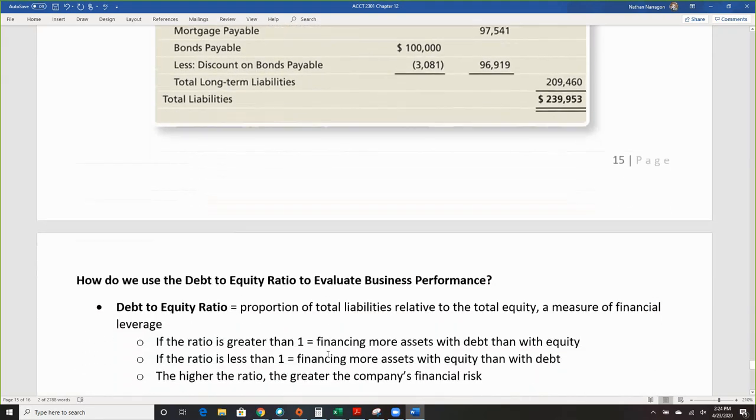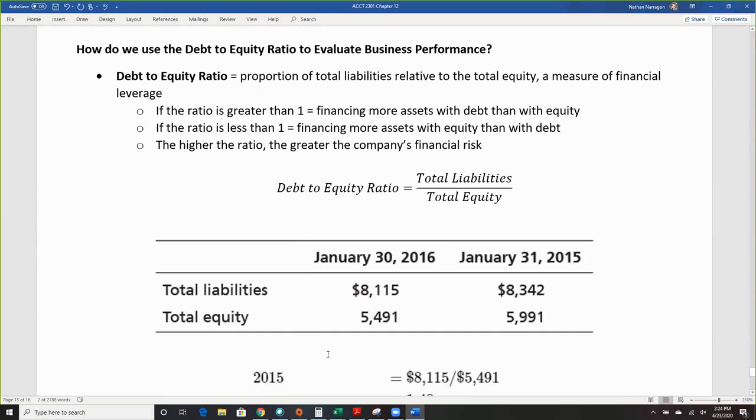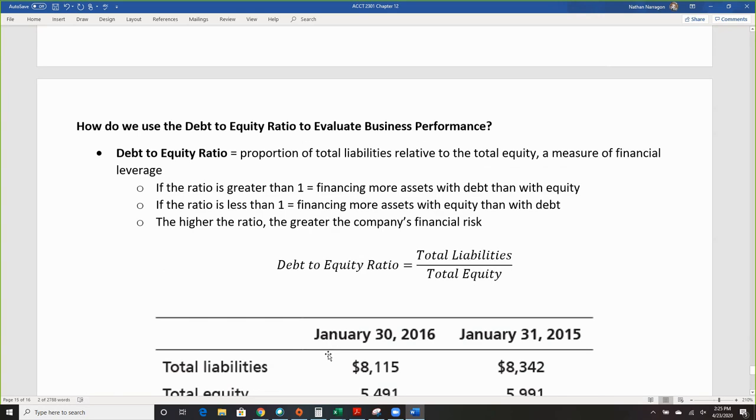All right, last but not least is, of course, our debt to equity ratio, or basically the ratio for this chapter, as we get the last chapter, that is chapter 15, which does a lot of analysis. But with this ratio itself, debt to equity, basically, it's a proportion of total liabilities divided by total equity to find our financial leverage. Again, similar to return on equity, which is net income divided by total equity. This one really does figure out how are we financing everything?